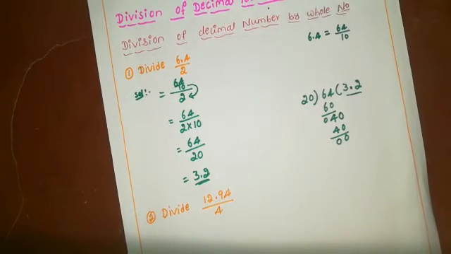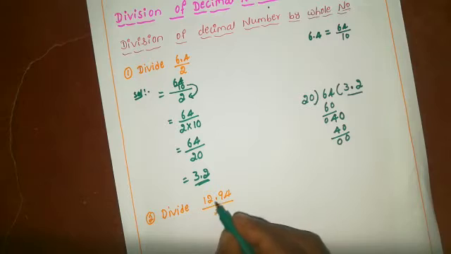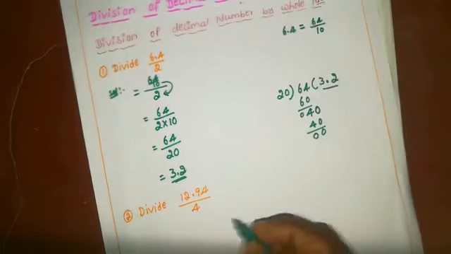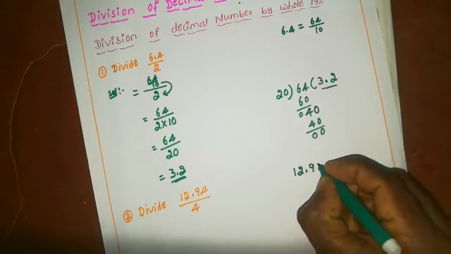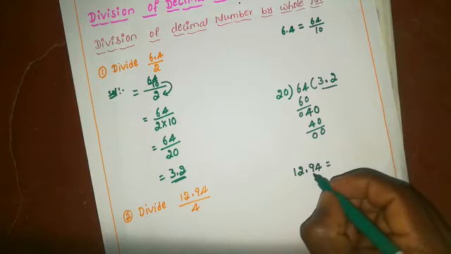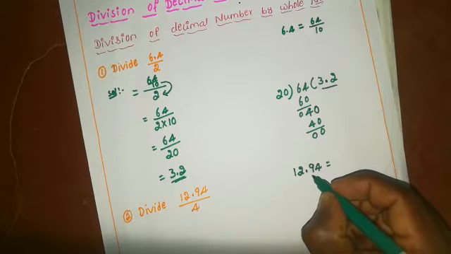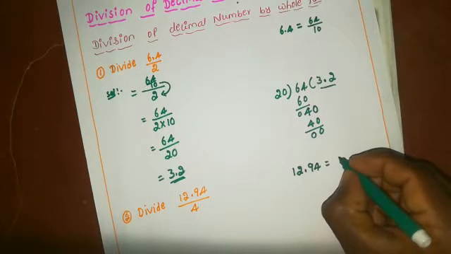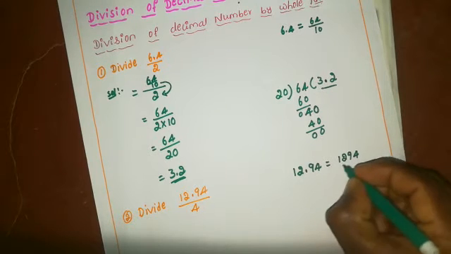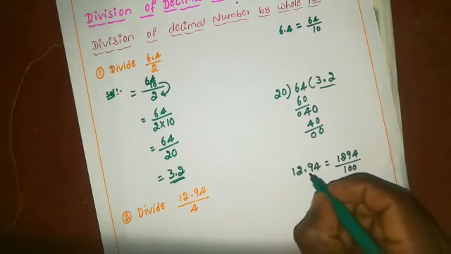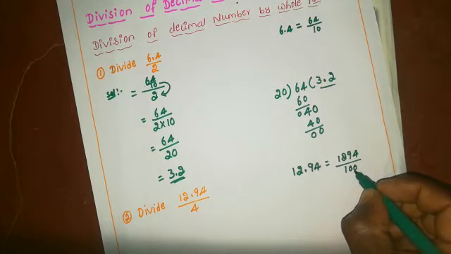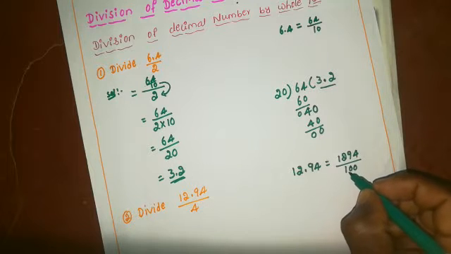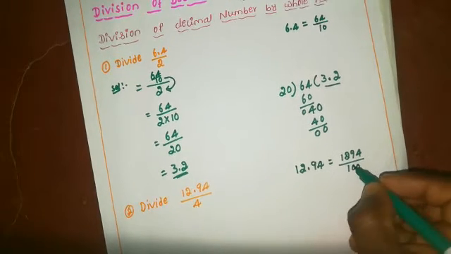What is the first step? We have to convert the decimal number into a fraction. How do you convert it? Here we have the point after two digits in 12.94, which means we have to write 2 zeros in the denominator: 1294 divided by 100. Here we have a point after 2 digits, so we write 100. Thus we convert the decimal number into a fraction.